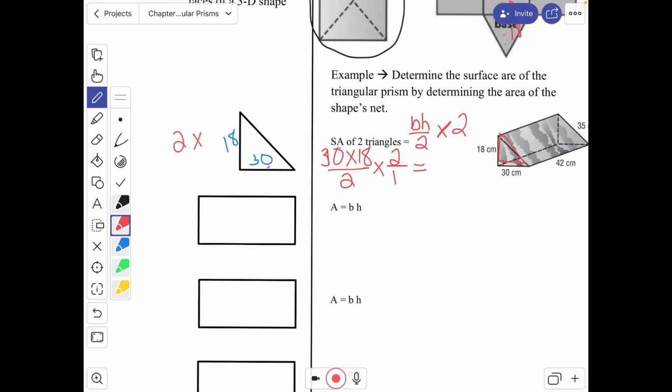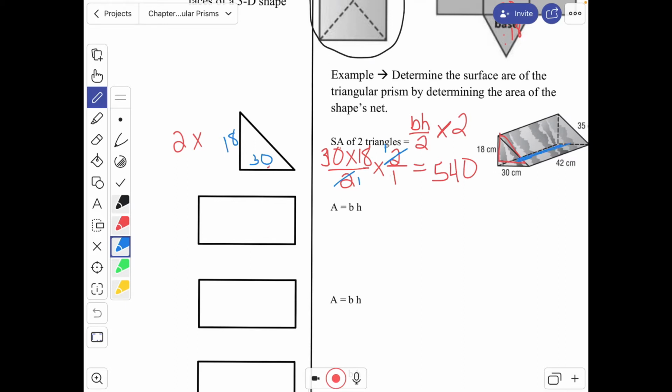And if you look at it like it was a fraction, you realize you can simplify. 2 and 2 will simplify. They both become 1. So that leaves me with just 30 times 18, which is 540. Then we have to find the area of the rectangles.